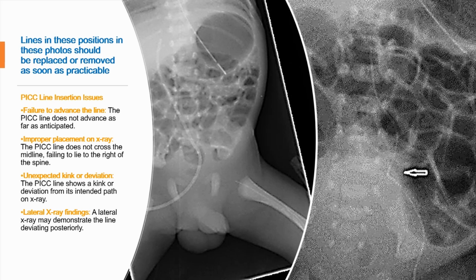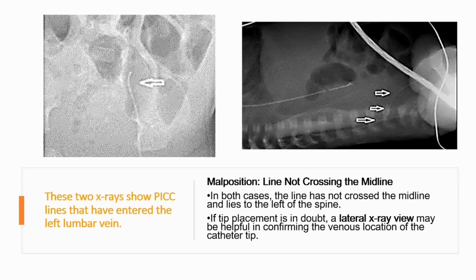Lateral X-ray findings. A lateral X-ray may demonstrate the line deviating posteriorly. These two X-rays show PICC lines that have entered the left lumbar vein. Malposition. Line not crossing the midline. In both cases, the line has not crossed the midline and lies to the left of the spine.